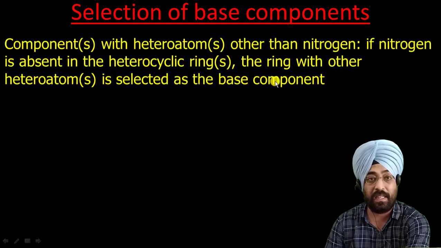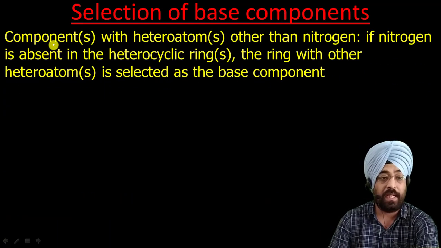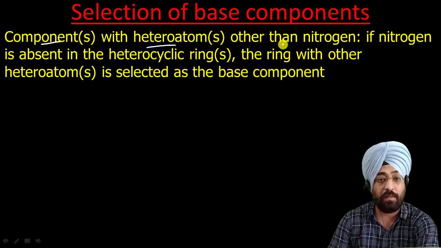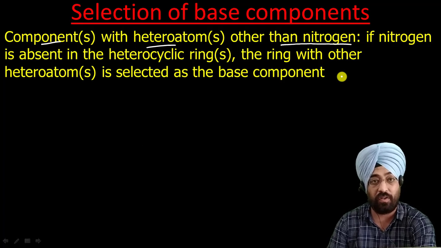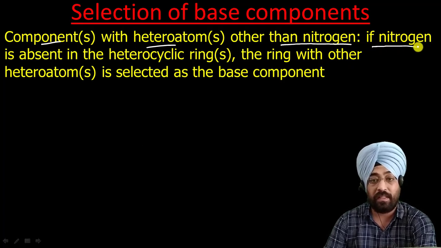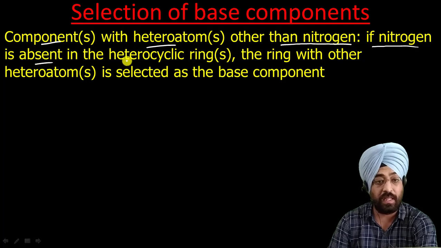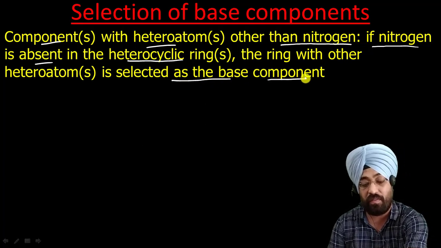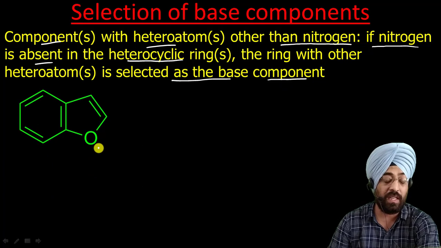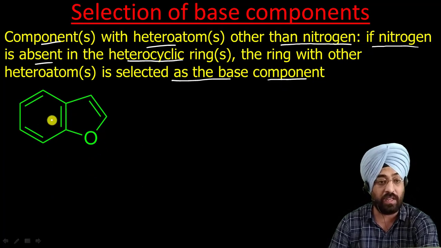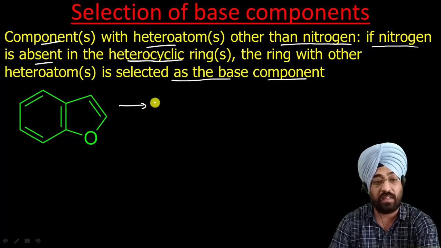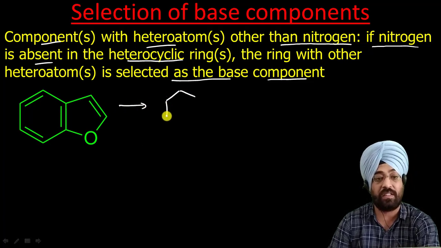Now the second possibility is components with a heteroatom other than nitrogen. Suppose we have a heterocyclic compound which does not contain nitrogen. Then it says that if nitrogen is absent, the heterocyclic ring, or the ring with another heteroatom, is selected as the base component. It is the same rule as in my first slide. Here this does not contain nitrogen, but this is a heterocyclic system and this is not a heterocyclic system. So choose the heterocyclic system as the base component.